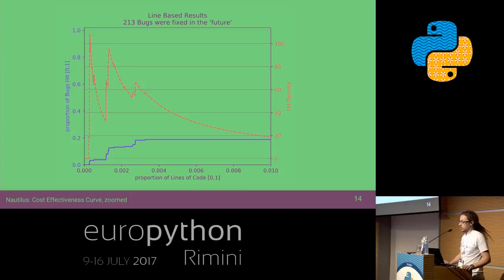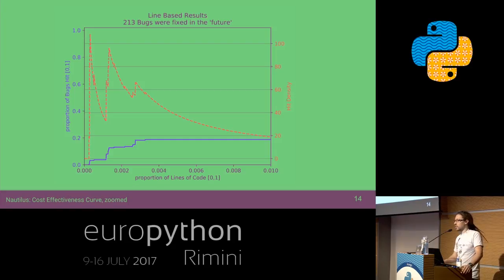When you plot this, it kind of looks like this. The blue line is the proportion of bugs I've hit. It goes between 0 and 1, which is then 100%. So in this case, I arrived somewhere around, let's say, 19% of all the bugs that happened in the future. And the red line is the hit density, which is the really interesting thing. You can see that the hit density spikes very early, meaning that around 0.0001 or something like that, we have the best ratio of bugs found to how many lines we looked at.